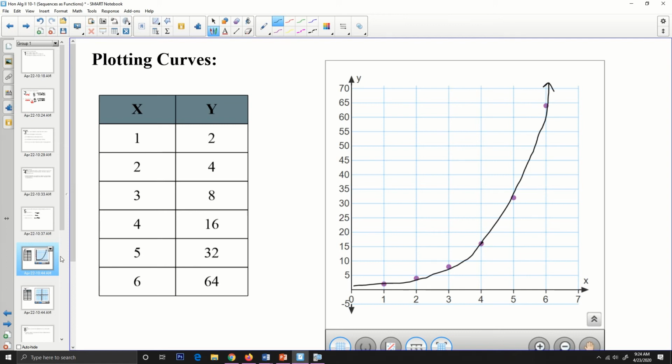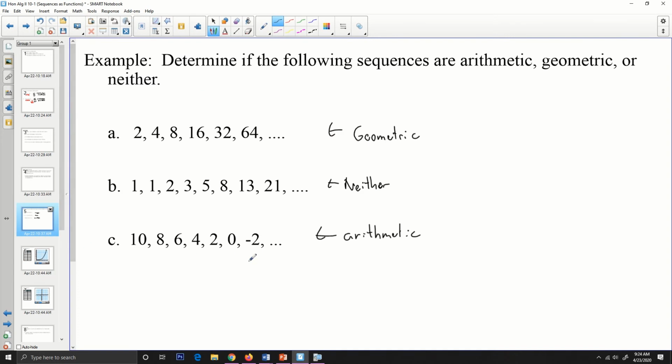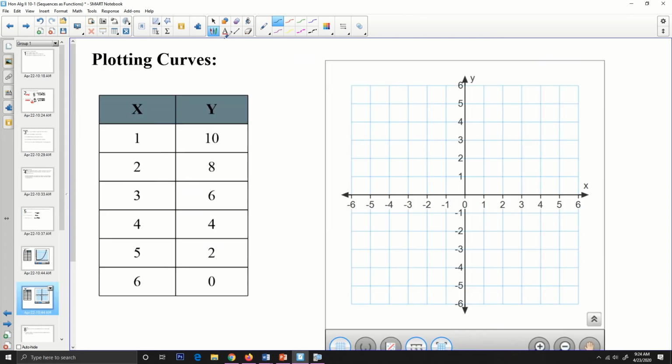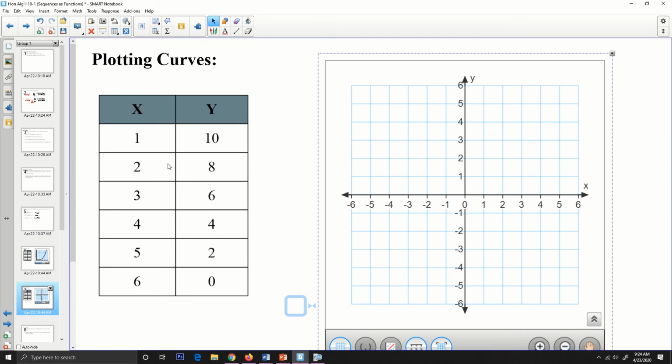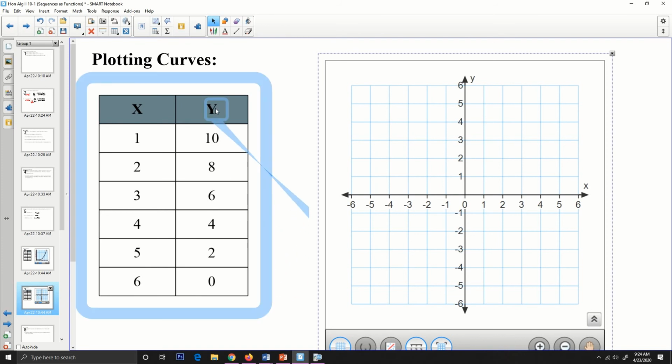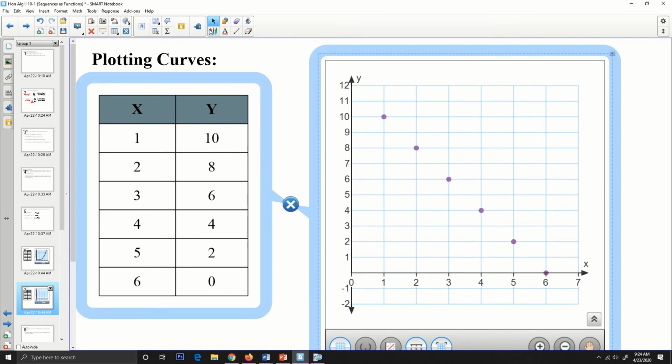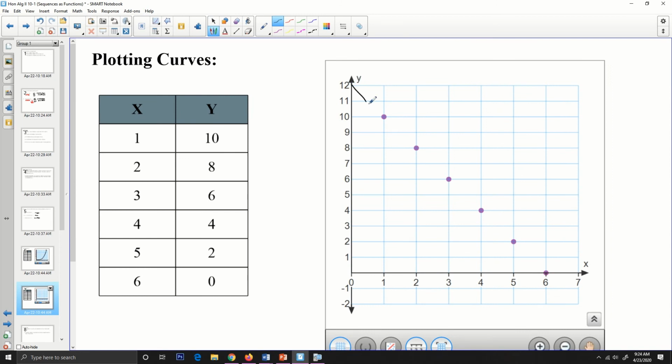All right. And then if I take that second bunch, this arithmetic sequence, 10, 8, 6, 4, 2, 0, so the first term was 10, the second term was 8, the third term was 6, the fourth term was 4, the fifth term was 2, the sixth term was 0. If I match those up, notice what we get here. I get discrete values that look like a line.